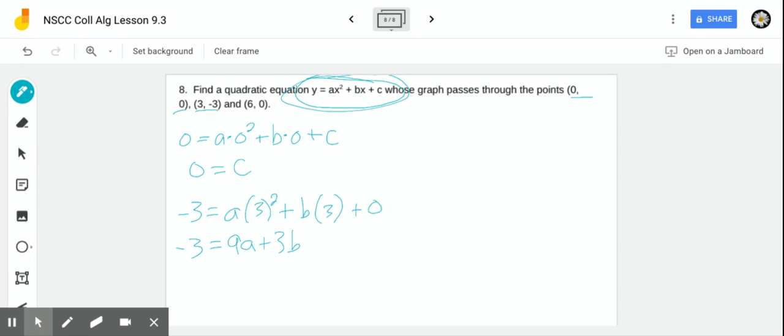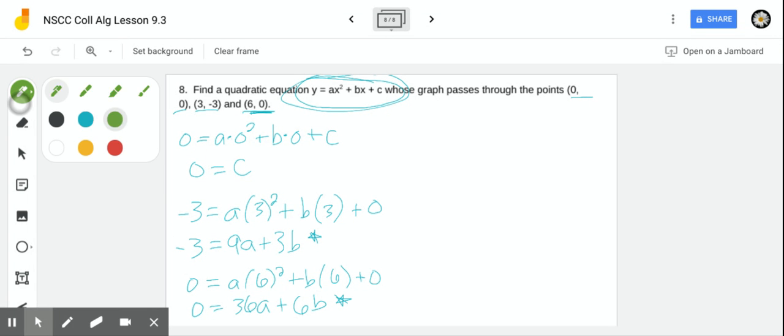And then the third point we know is this one, so we're going to plug that in. I was going to star that so I could come back to it. Y is 0. We don't know what a is, but x is 6. We don't know what b is, but x is 6. And of course, we know that c is 0. We already decided that. So we get 0 equals 36a plus 6b.